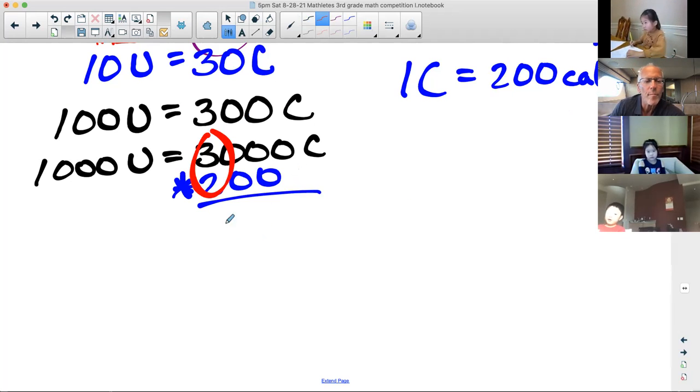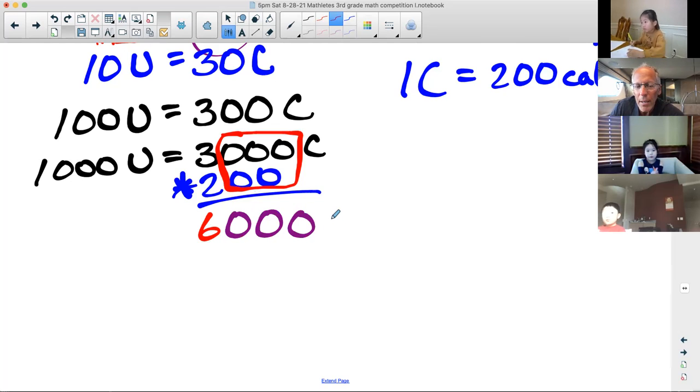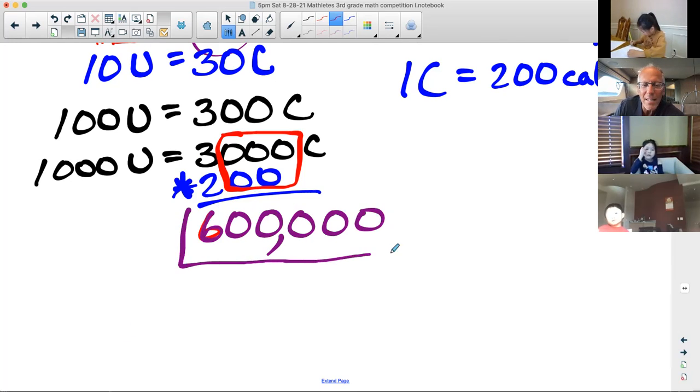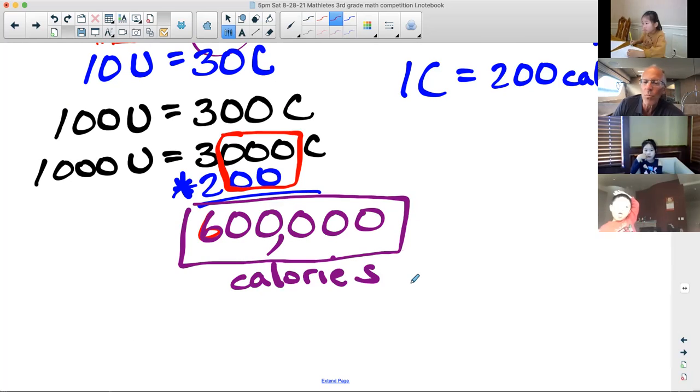Go. 6. And how many zeros do we have to put after the 6? 1,000. How many zeros? 1, 2, 3, 4, 5. Everyone, who can read this number? This is the number of calories that Mr. Kramer would have ingested. And I would get very, very sick eating 3,000 cookies.